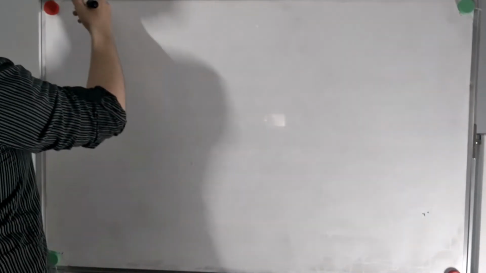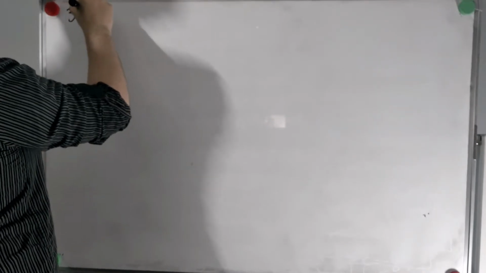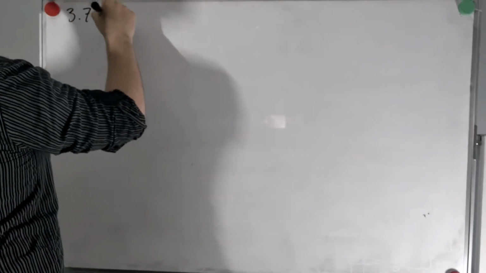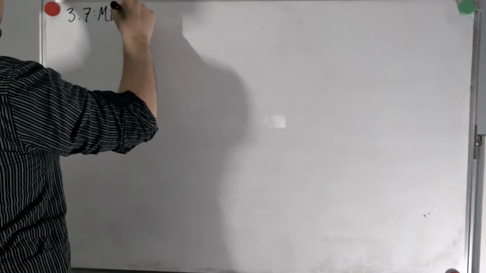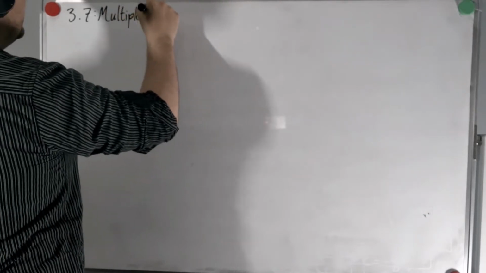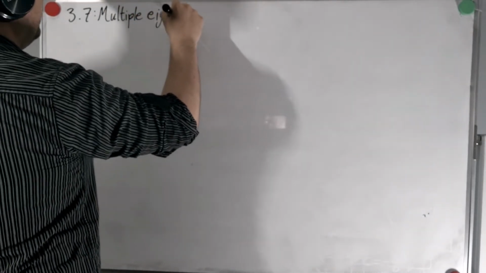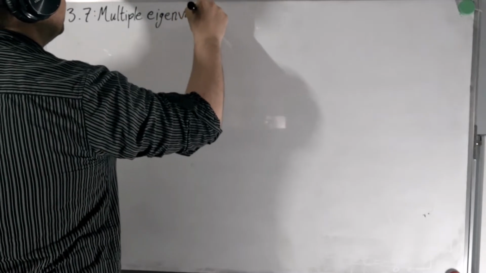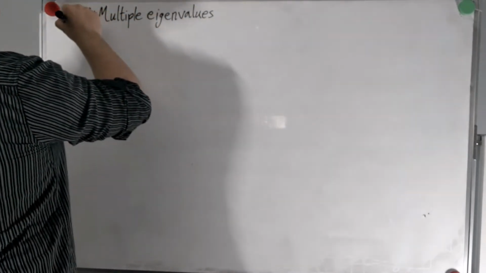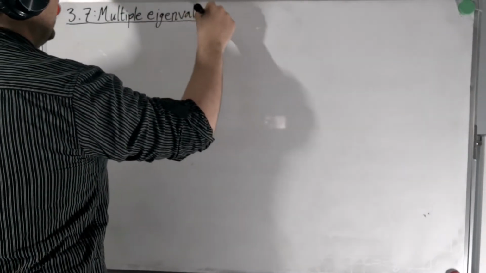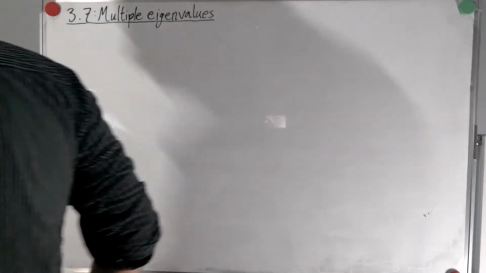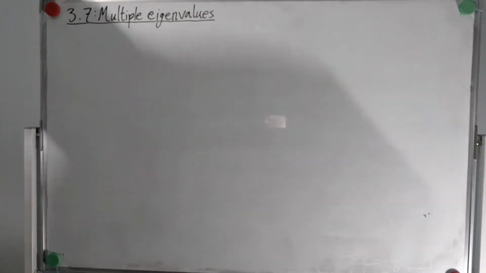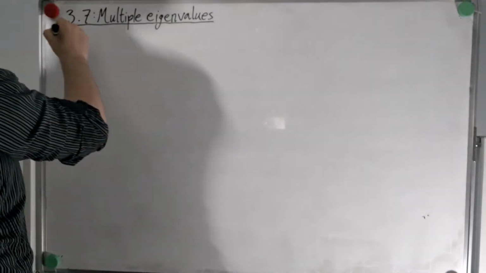Right, so as the last topic for our course, we have 3.7, which is about multiple eigenvalues. And by multiple, we mean repeated. So this can get a little weird. First of all, we should start with some terminology.